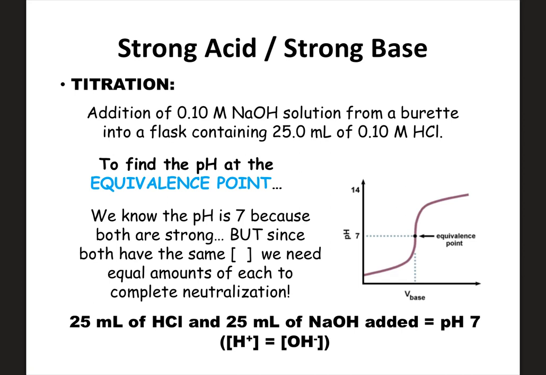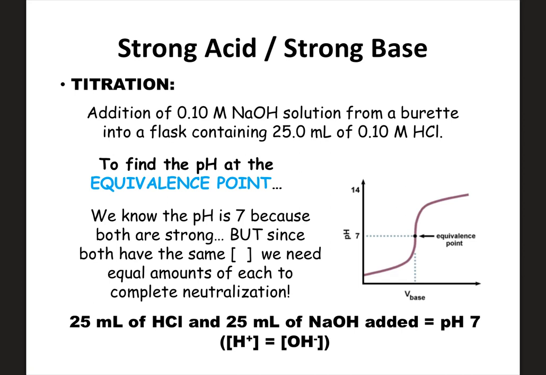Here we can use a little logic because they both have the same concentration. If I have 25 milliliters of acid, I will need 25 milliliters of base in order to reach the equivalence point. Because at that point, the concentration of H plus would be equal to the concentration of OH minus. Moles of acid equal moles of base. It just depends on the problem, but typically you're not going to be asked to find the pH at the equivalence point of a strong titration. You just know that it's 7.